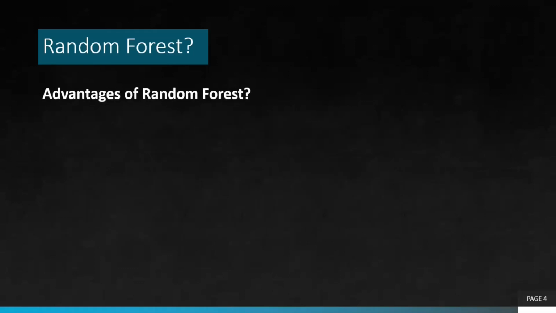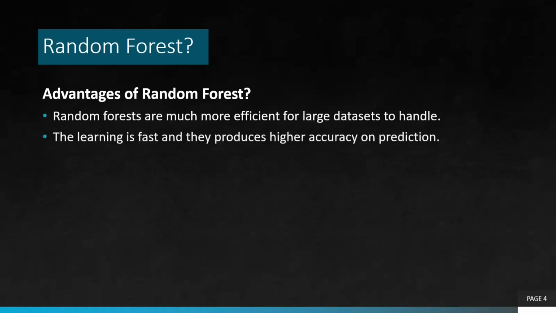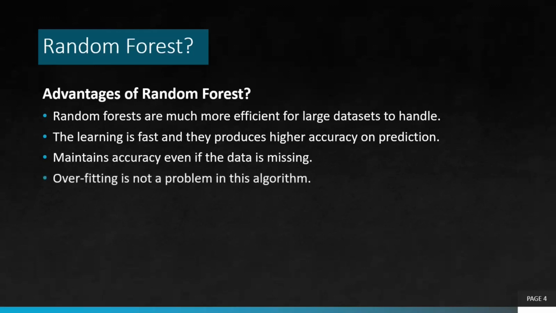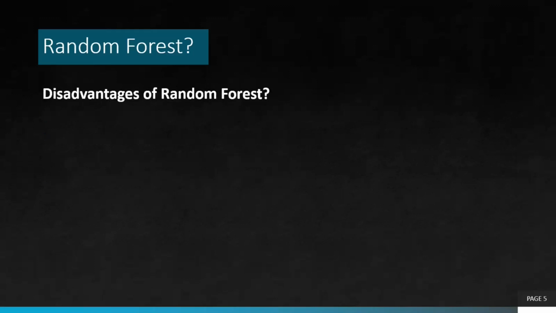So let's see the advantages of random forests. Random forests are much more efficient at handling large datasets. The learning is fast and they produce higher accuracy on prediction, which is a good point. They maintain accuracy even if data is missing. Overfitting is not a problem in this algorithm. Efficient use of all predictive features, as it can handle plenty of variables at once.